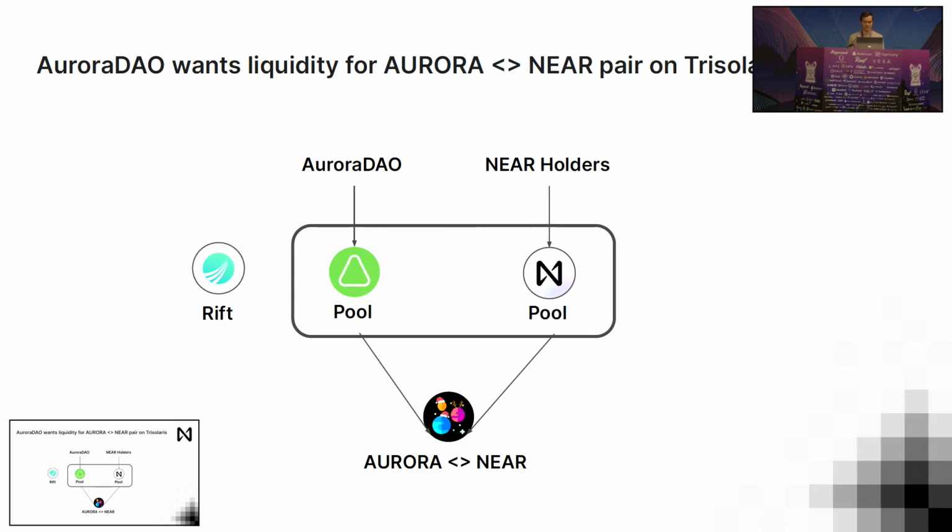pool on Trisolaris. Now, the reason that the Near holders are interested in this is that they are going to get all of the LP fees. The AuroraDAO is going to give them all of the trading fees that are earned from the volume that occurs on this pair, and they're basically going to get nothing. So the Near holders effectively get double the fees that they would get if they actually provided one Aurora to one Near themselves.